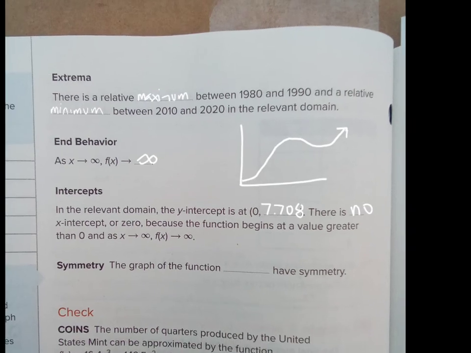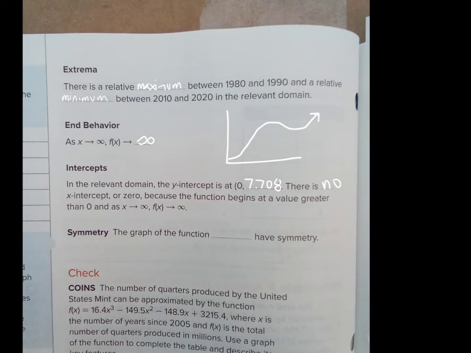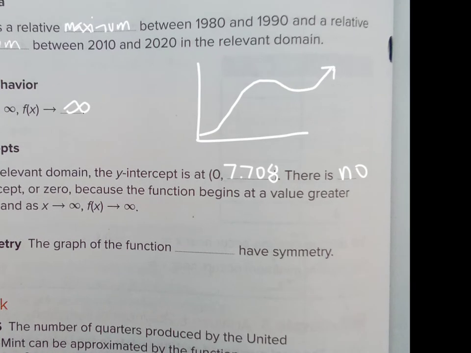Okay, and so then eventually we're going to talk about symmetry. If you're looking at this one, it says the graph of this function doesn't have any symmetry at all. So it does not have symmetry.